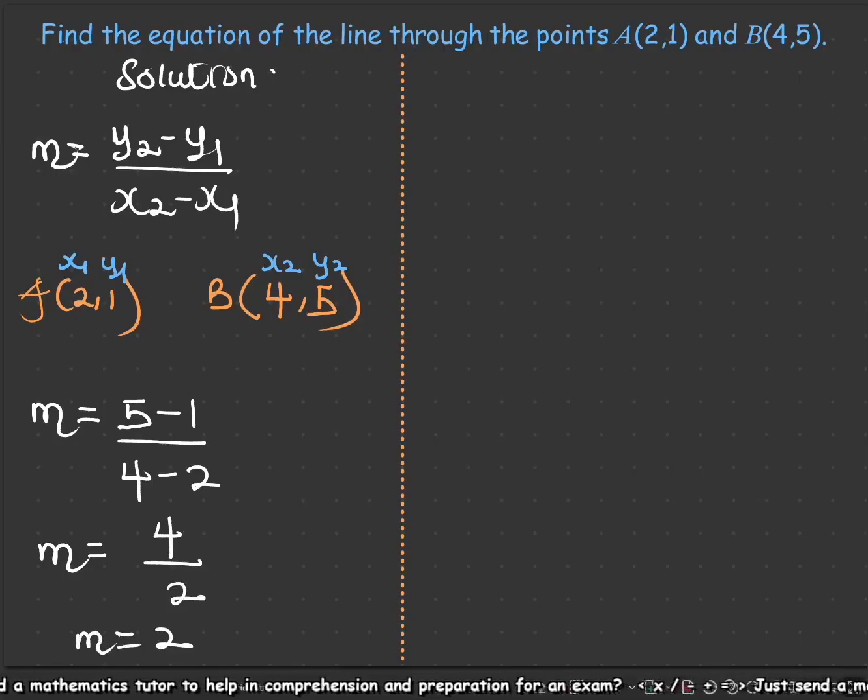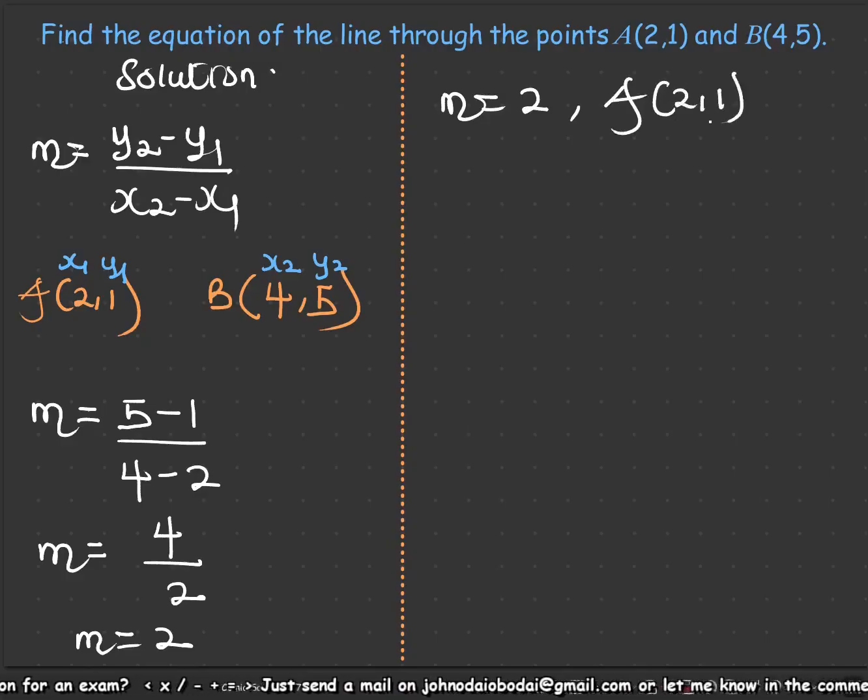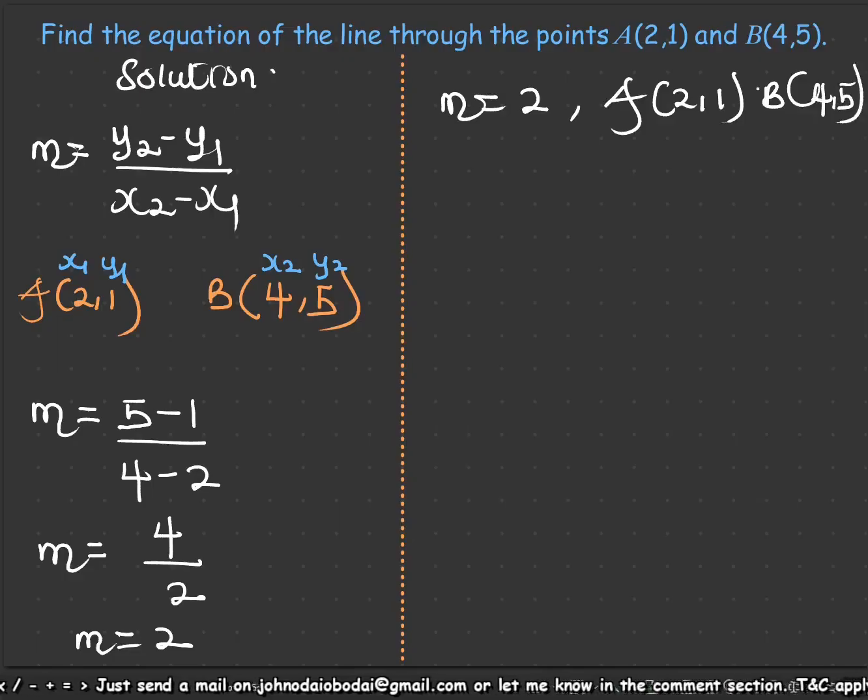So in this case now, you have gotten your gradient, which is m, to be what? 2. So m is equal to 2. And you have 2 more points. You see, you have A and then B. So you can take any of your choice to solve for your equation. I'll do both so you'd see that they all work, after which we would end this lesson.